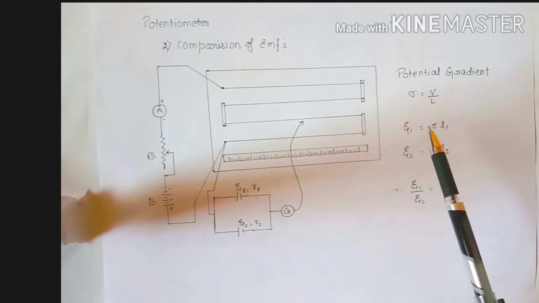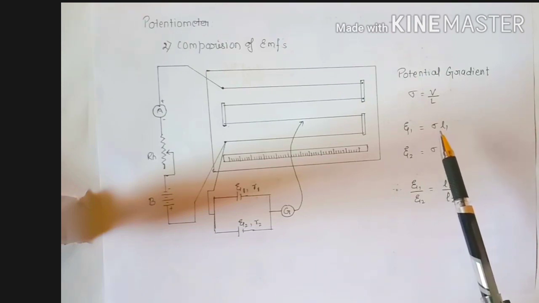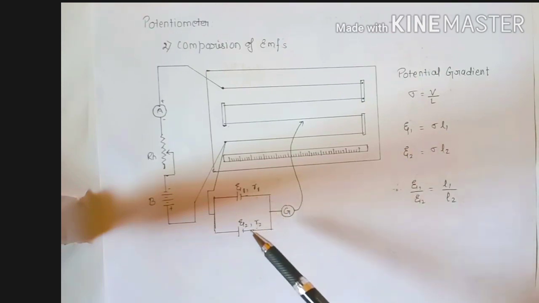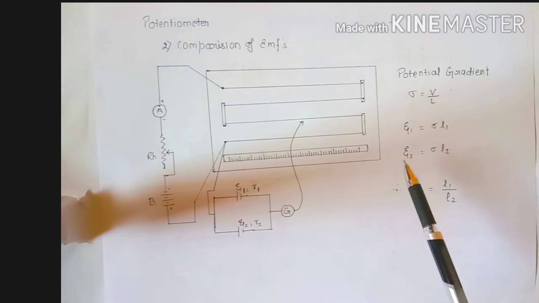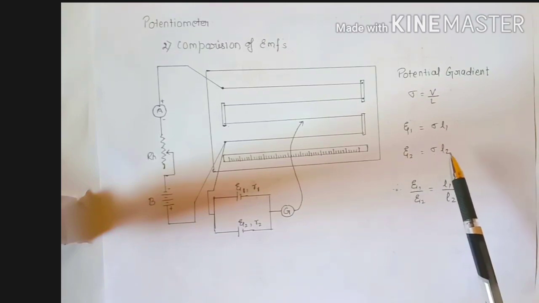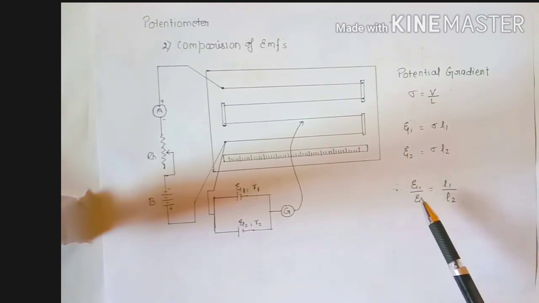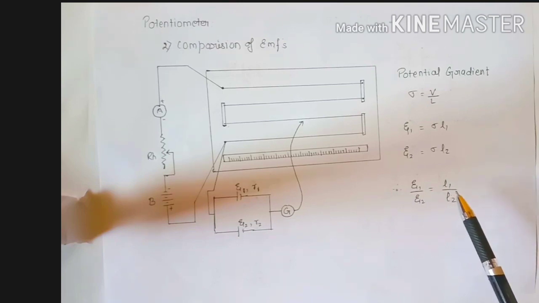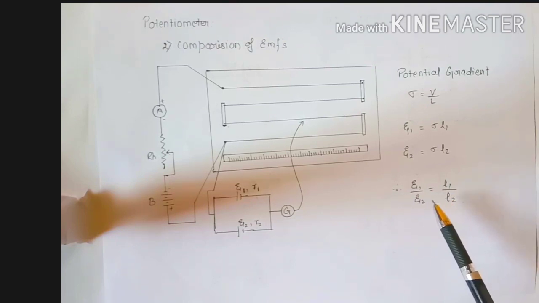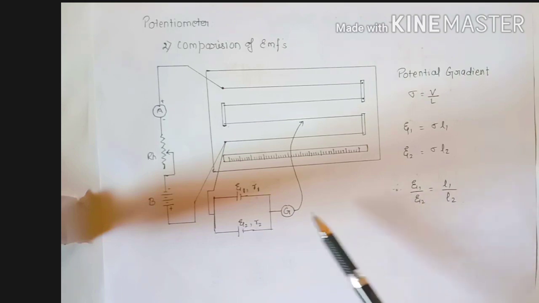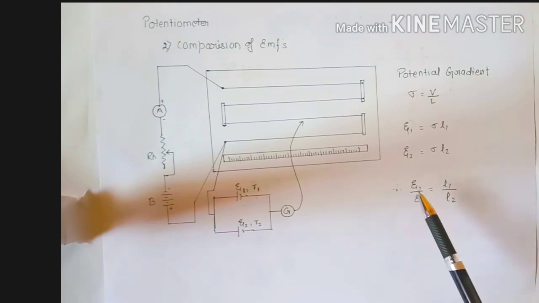So E1 is equal to potential gradient into balancing length L1. Again if you connect E2, it will be E2 is equal to potential gradient into balancing length L2. If you divide these two, the ratio of lengths will give the ratio of the EMFs of the two sources. Since no current is drawn in measuring the EMF, so not the terminal potential difference but the EMFs of the two sources are measured. Thank you.